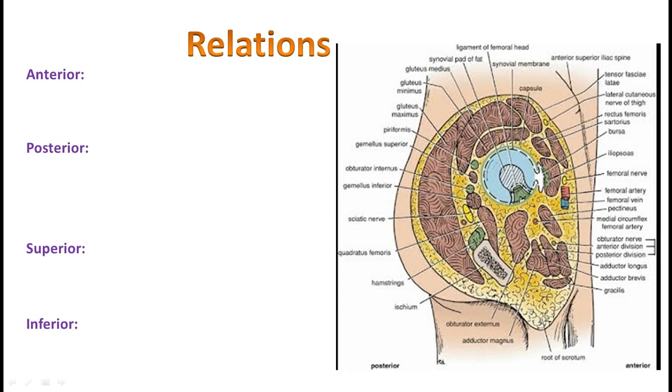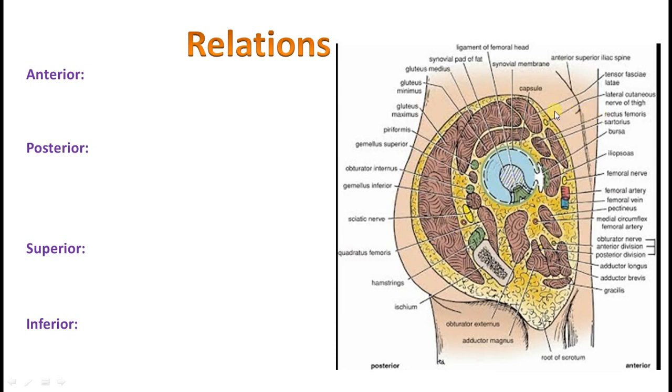Now coming to the relations. This is a longitudinal or sagittal section, parasagittal, not mid-sagittal, passing through the hip joint. So that should be your hip joint. Mainly you are able to see the acetabulum, the attachment of the ligament of the femoral head, and the acetabular fat.